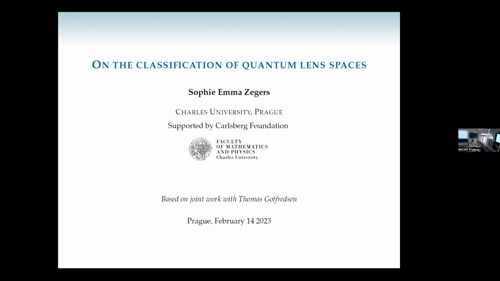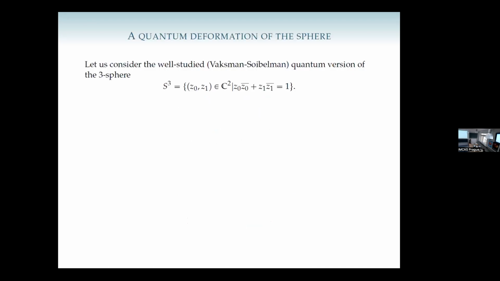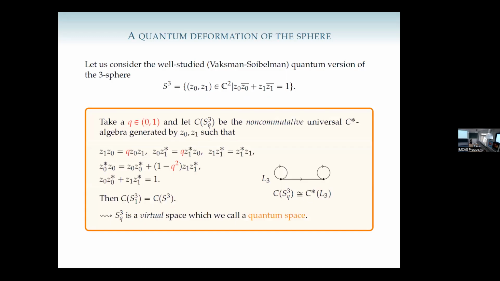Before going into anything else, let me define what I mean by a quantum lens space. Here we just start with the lowest dimension. I think all of you know this very well studied quantum sphere by Vaksman and Soibelman. Here I just look at the three-sphere. A quantum version of the three-sphere is given by taking a parameter q between 0 and 1. Then C of S_q^3 is the universal C*-algebra generated by two elements, z0 and z1, and it has to satisfy the relations here.